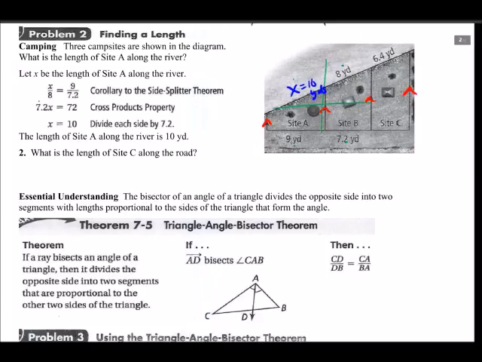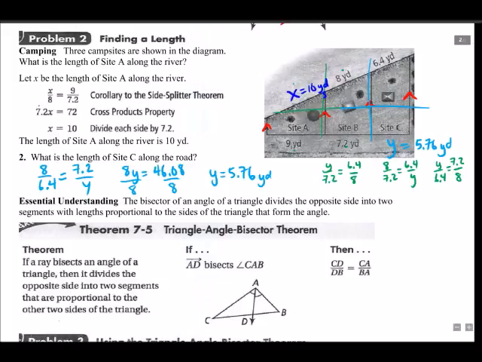And it looks like you get to find out the length of site C along the roadway. So go ahead and pause the video and do this problem. This was a really easy problem. We needed to find the length of site C along the road, and it's just another foursquare because we've got parallel lines. So we had to compare 8 and 6.4 and 7.2 and y. And I just did my proportion, did my cross multiply, and y is 5.76 yards.